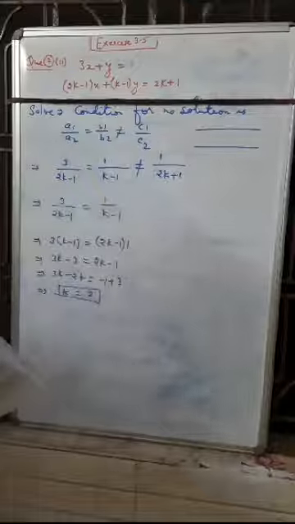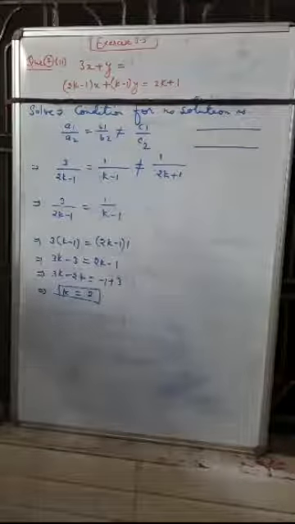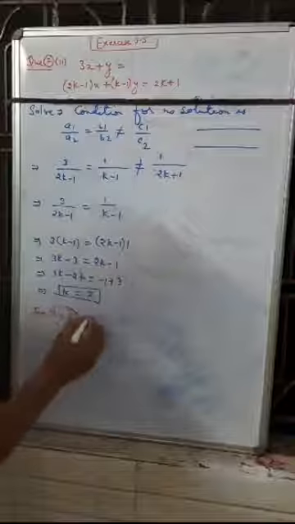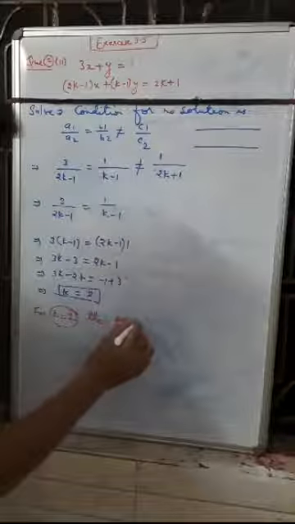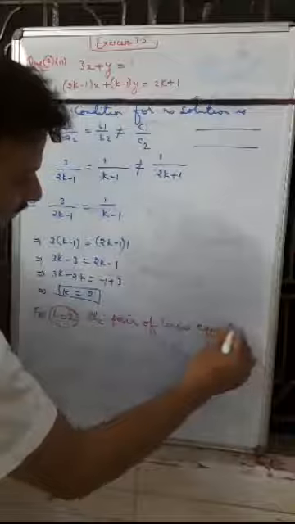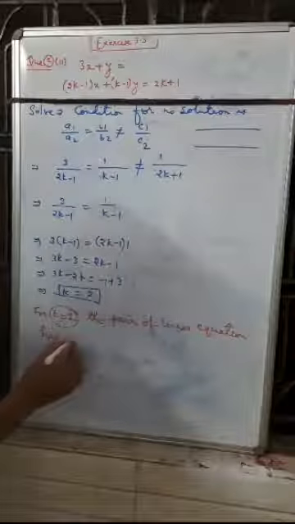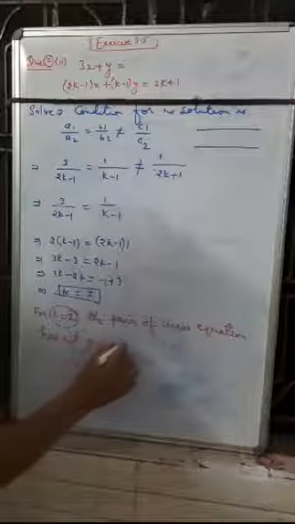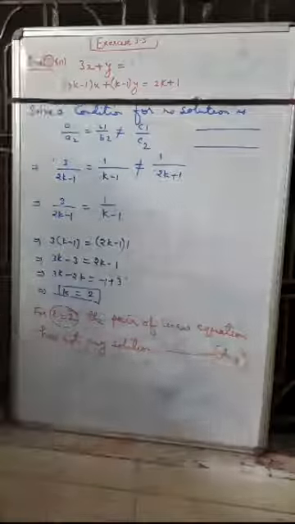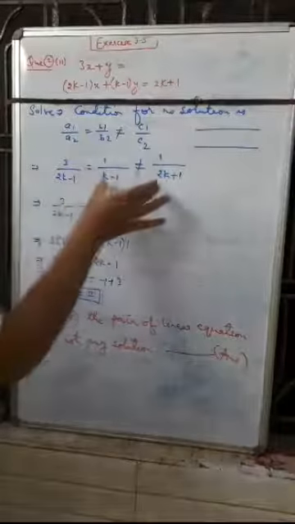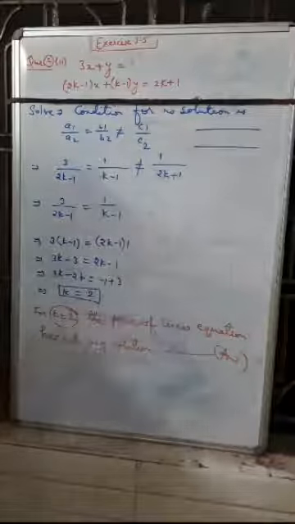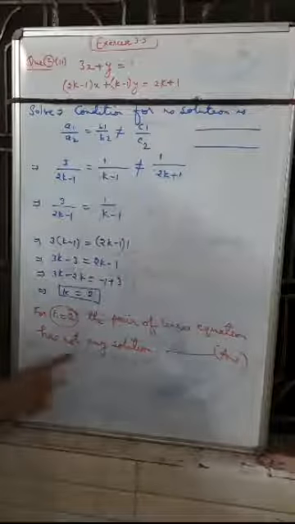So the answer for which value of k? For k is equal to 2, the pair of linear equations has no solution. Okay, so this is the answer of the given question. Or you can also find out k does not equal to, but there is no need. So we have calculated only k is equal to 2. For k is equal to 2, the pair of linear equations has no solution.